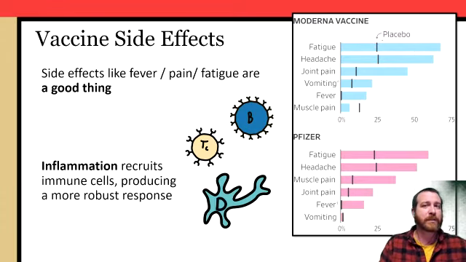So the placebo still has about a quarter of people feeling fatigued. And then when we're talking about things like vomiting, that's obviously a little bit more of an excessive response. Muscle pain and joint pain are lower, but they still show up.